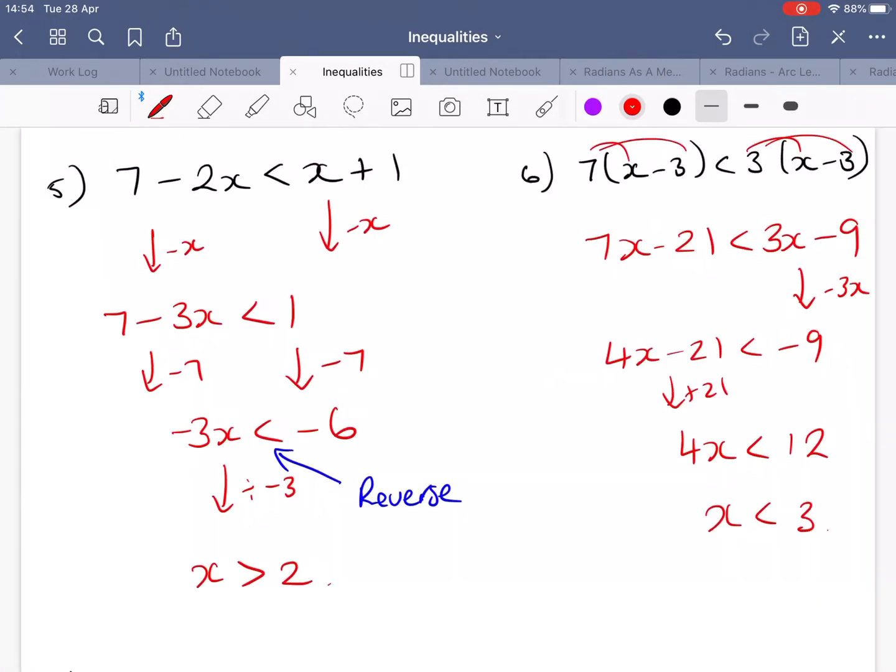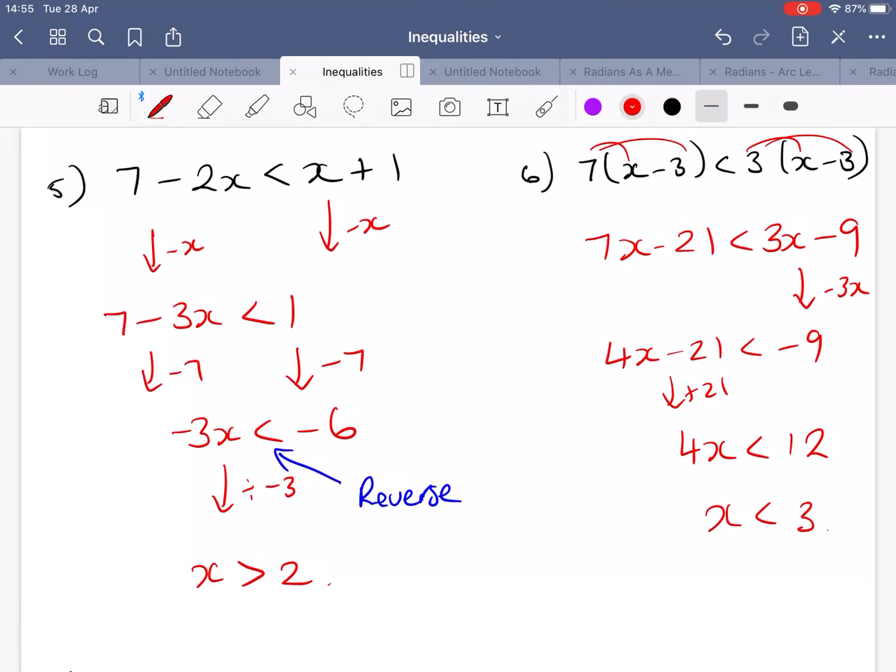Right, so number 5, I've done it this way to show that you've got to remember when you're dividing by that -3, you need to reverse the symbol, okay? You could have decided to add 2x and get the x's on the other side of the equation to avoid that situation. But you should have ended up with the same answer, x is greater than 2, whichever way round you do it. And for the next one, number 6, again expanding that bracket, and you should have got x is less than 3.